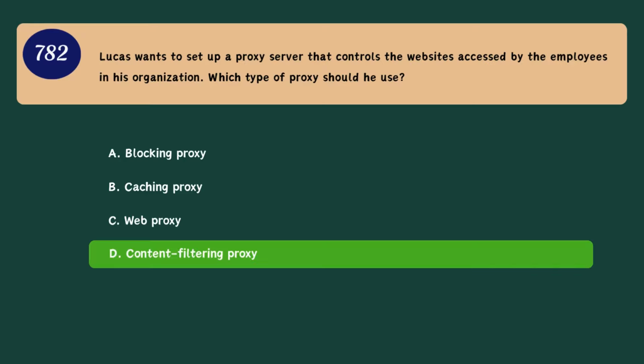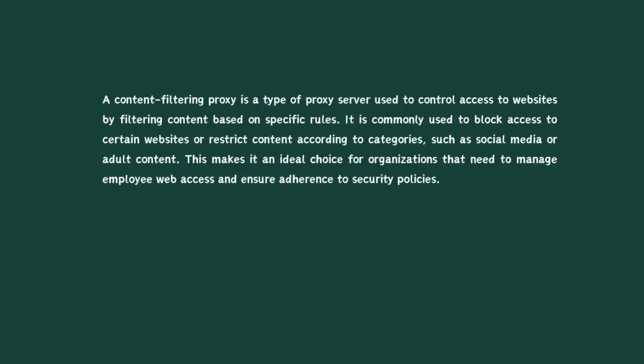Correct answer. D. Content filtering proxy. A content filtering proxy is a type of proxy server used to control access to websites by filtering content based on specific rules. It is commonly used to block access to certain websites or restrict content according to categories, such as social media or adult content. This makes it an ideal choice for organizations that need to manage employee web access and ensure adherence to security policies.